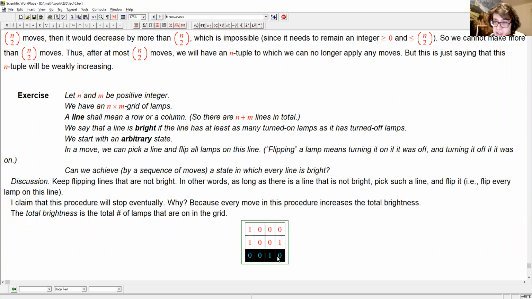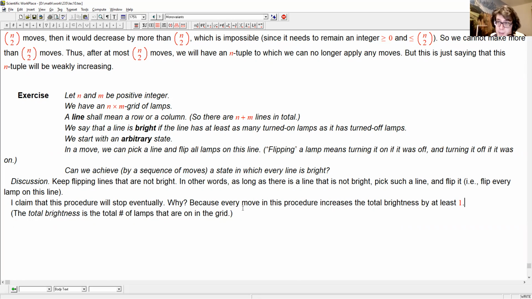Now, if you look back at this example, this is a non-bright line. It has fewer on lamps than off lamps. If I flip it, then it becomes the other way around. Now it has fewer off lamps than on lamps. So I have turned more lamps on than I have turned off. And therefore the total brightness has increased. And I can be more precise, it increases the total brightness by at least 1 because it's an integer.